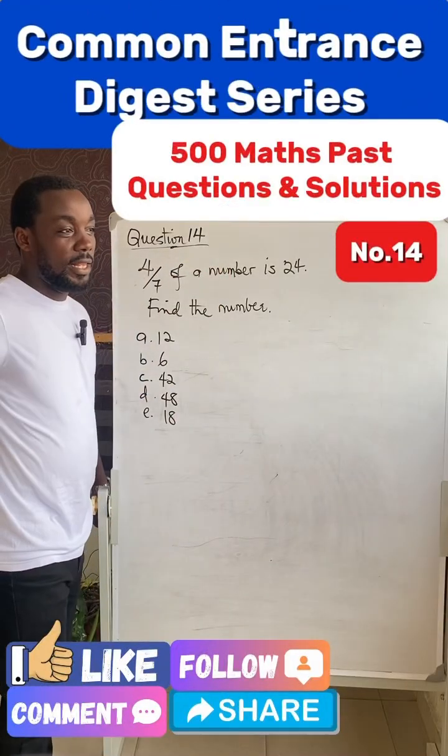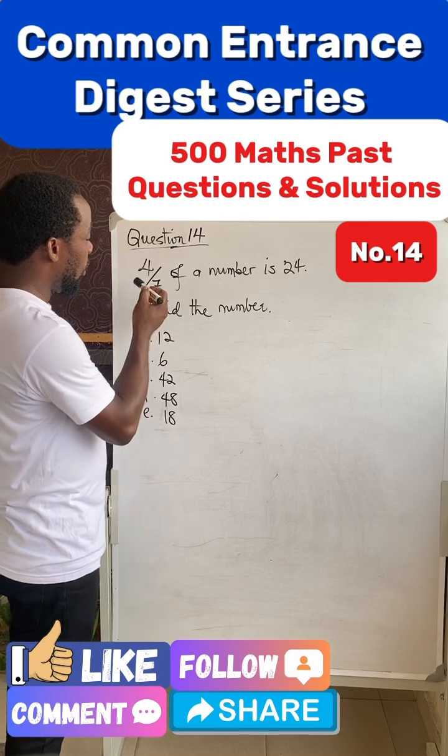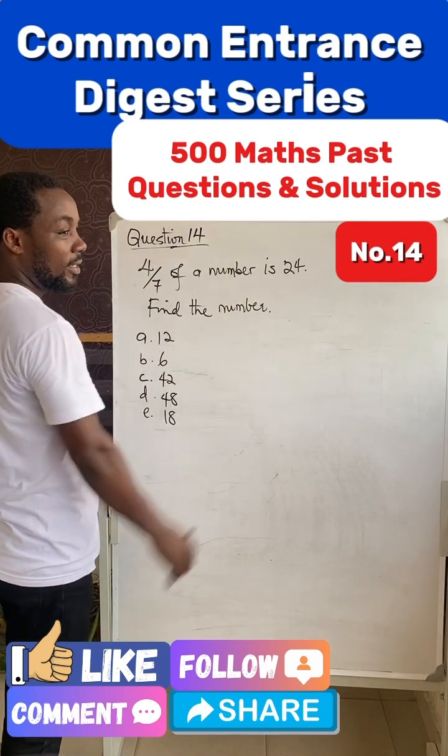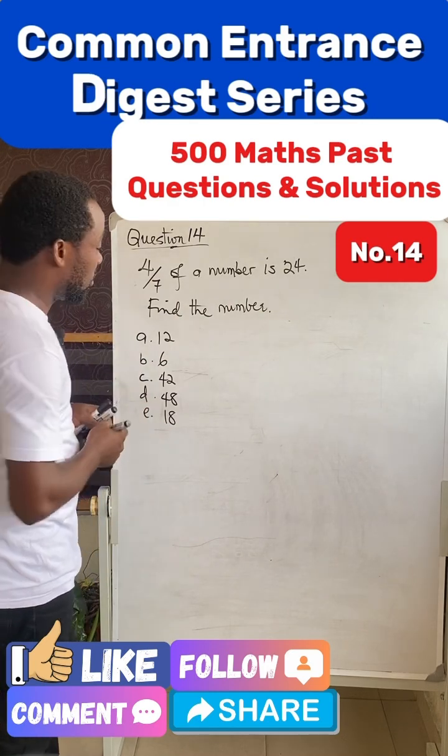Question number 14 in our Common Entrance Digest series. 4/7 of a number is 24. Find the number. Let's interpret this simple word problem question.